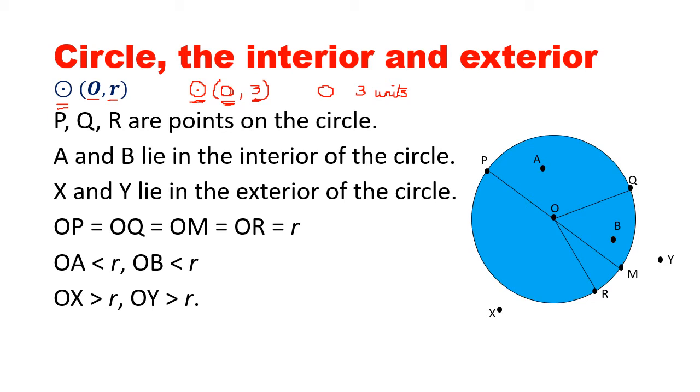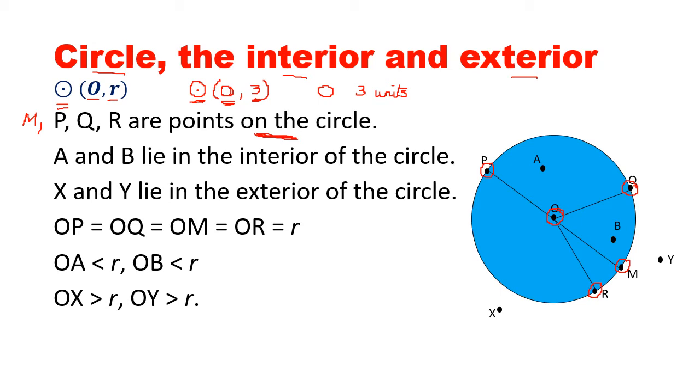Now we look at the interior and the exterior of a circle. So now look at the diagram properly. What is the center of the circle? O is the center of the circle. Now look at points P, Q, M and R. All these 4 points are lying on the circle. These points P, Q, R and even M, in the diagram, all these points are on the circle. Can you see? On the circle.